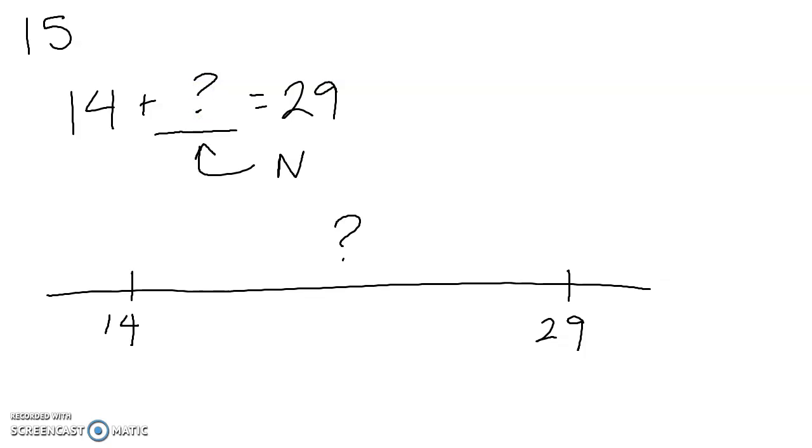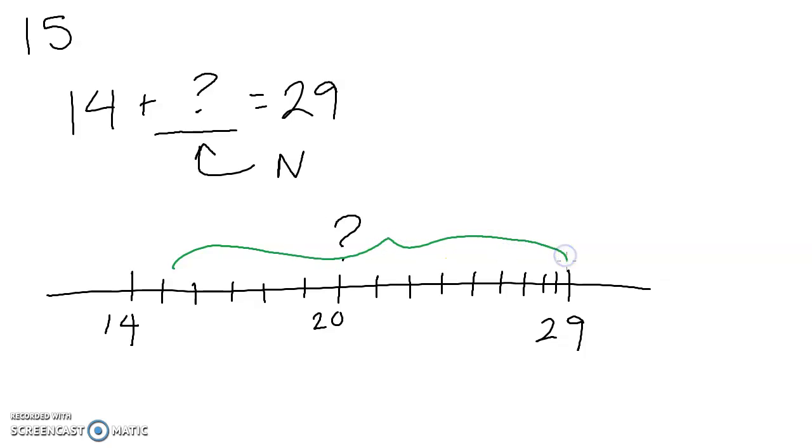So with 14, you have 15, 16, 17, 18, 19, 20. So that's going to be 20. Then 21, 22, 23, 24, 25, 26, 27, 28, 29. Not drawn to scale, by the way. Between the two, this number of tick marks is going to be the number that belongs in that blank space, because if you add that number of tick marks to 14, that is what is going to get you to 29.